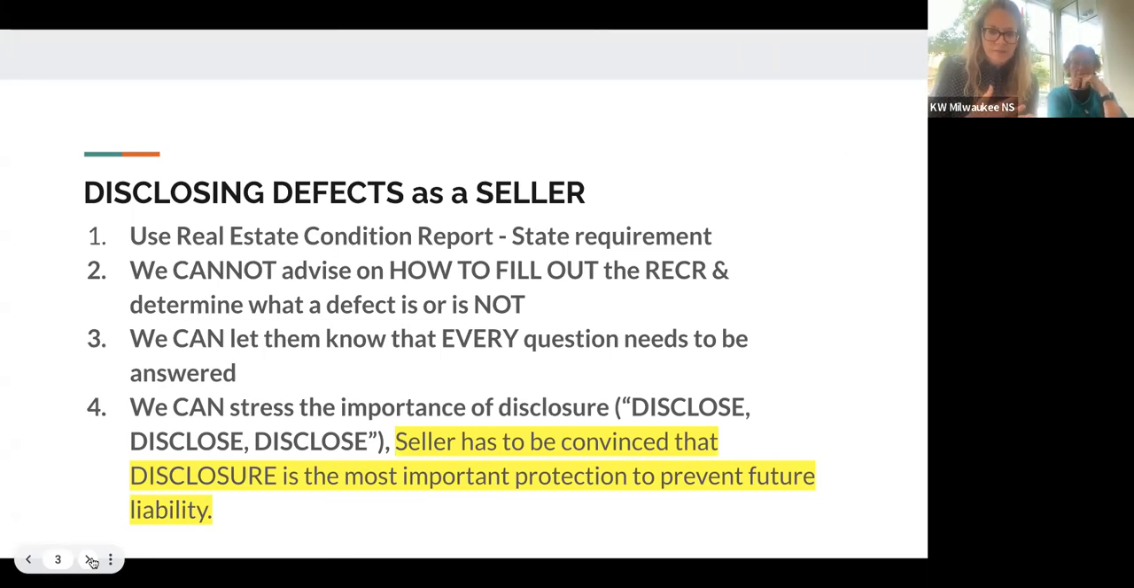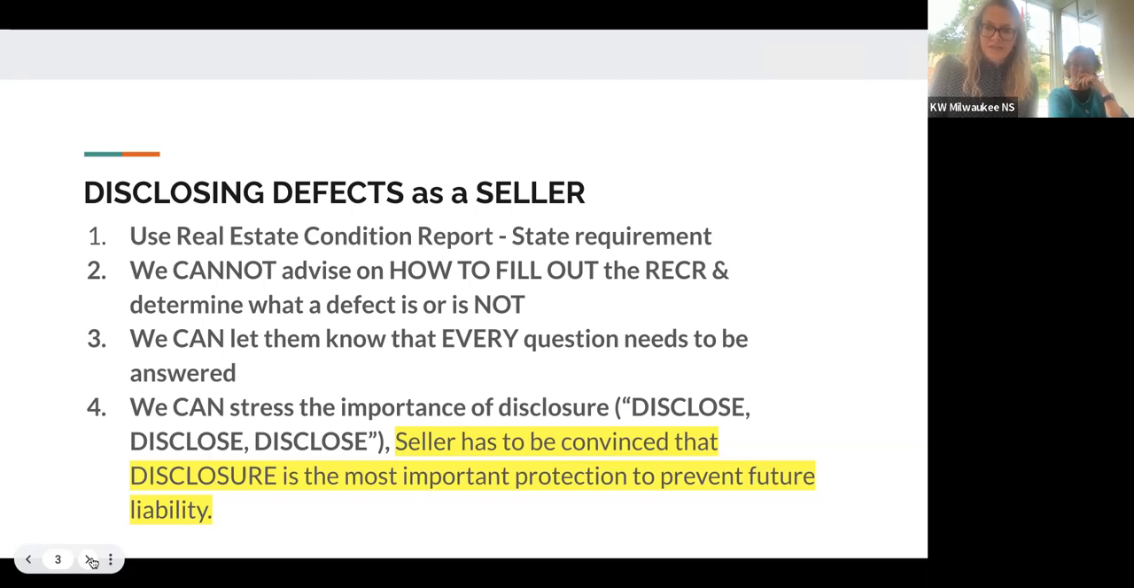This is a state requirement. This is a Wisconsin state requirement. This is not within the scope of agency law. All sellers need to fill out a real estate condition report unless they are exempt. We're not going to go through those exemptions right now; that is covered in another training. But that is the vehicle they would use to disclose any defects on the home. They need to have this prepared for the buyer to receive and review either prior to writing an offer or within the following days after an offer is accepted.